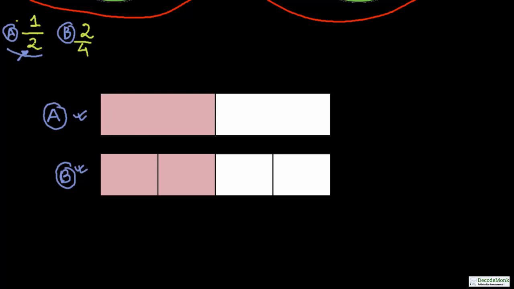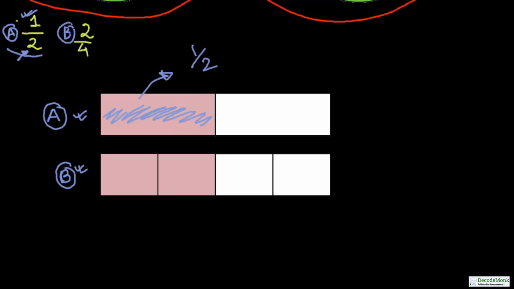Then for fraction A, you see that 2 is in the bottom part of the fraction, or 2 is in the denominator. So we have divided the rectangle into two parts, because the denominator represents the number of parts. So I have divided the big rectangle into two parts, and out of those two parts, I have shaded the part represented by the numerator. So I have shaded this particular part, and this particular part represents 1 by 2.